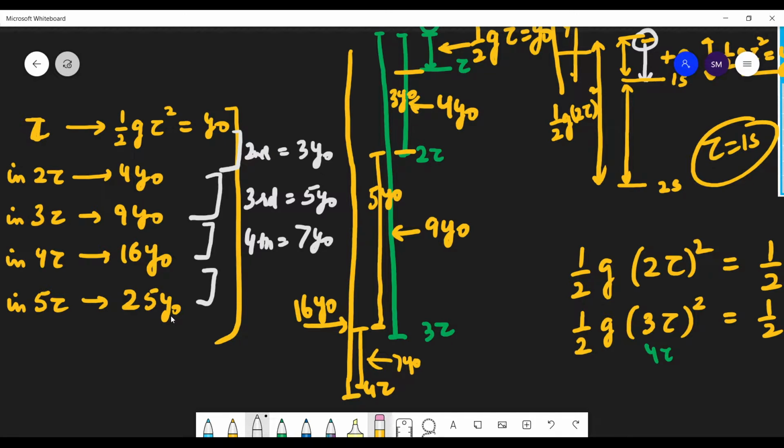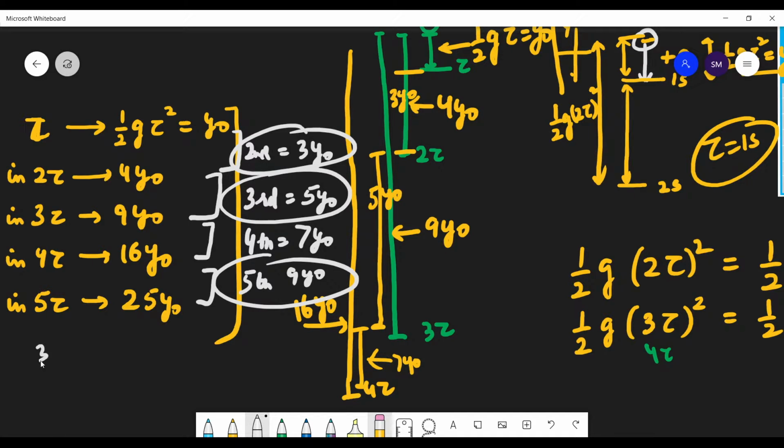How much is the distance traveled in the fifth interval? 9y naught, yes. So your question was, what was your question? You have written down the question. Can you read the question? What was the question? How much is the distance traveled by the body falling from rest in the second, third, and fifth second? So second, third, and fifth.